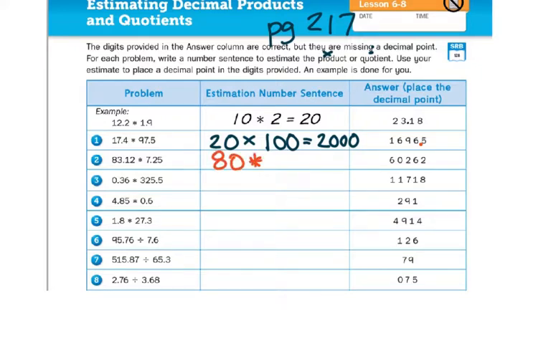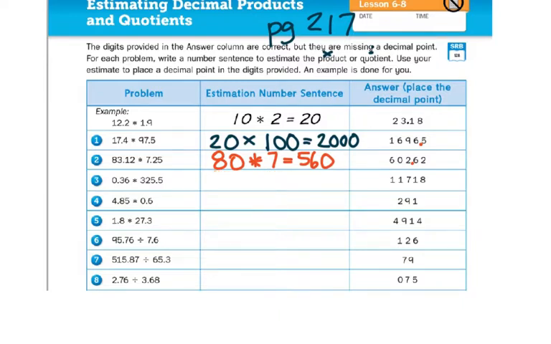7 and 25/100 is closest to 7. 8 times 7 is 56 with 1 zero behind it. Where am I going to put my decimal point so that it is closest to 560? I'm going to put it between the 2 and the 6 to get 602 and 62/100.